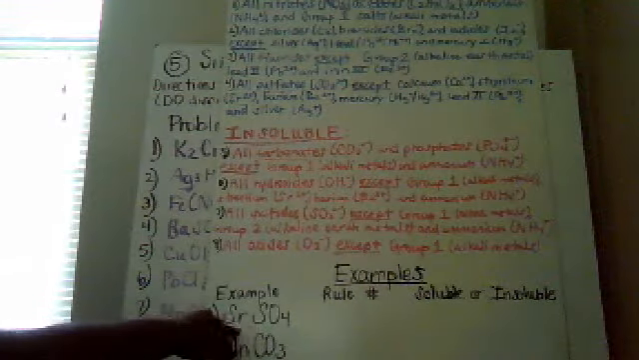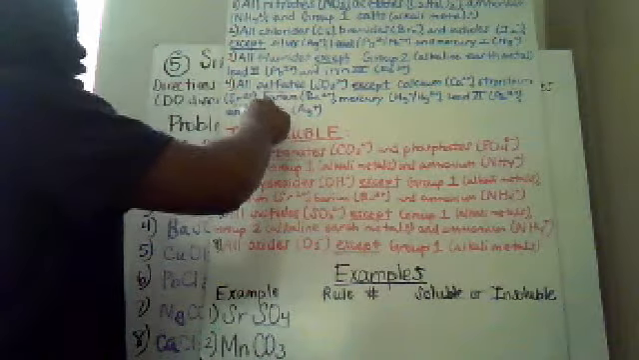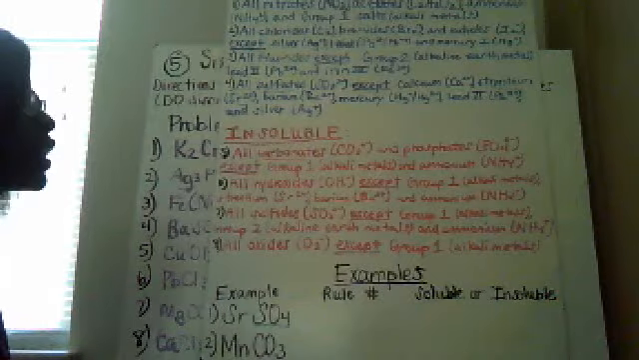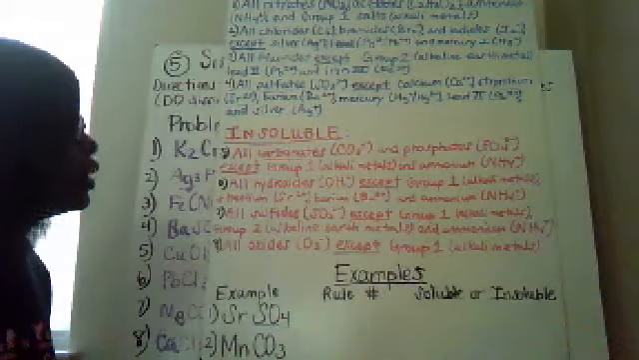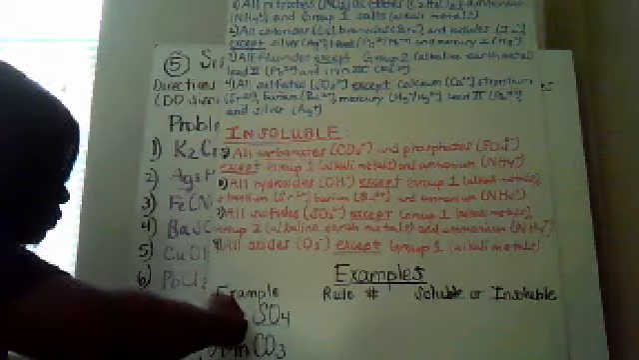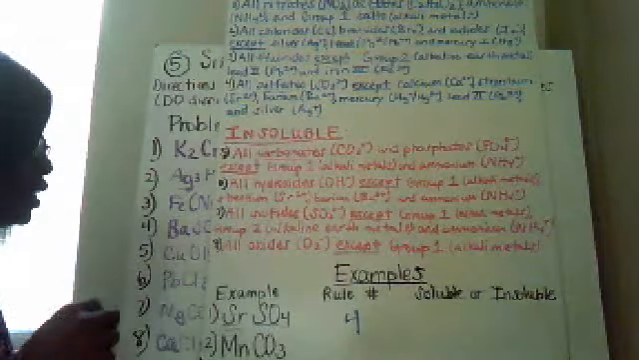We have strontium sulfate. So sulfates are part of our solubility rules, which would actually be number 4. So all sulfates are soluble except when bonded with calcium, strontium, barium, mercury, lead 2, and silver. So here it is bonded with strontium. And once again, this is rule 4. That means this is actually going to be insoluble.